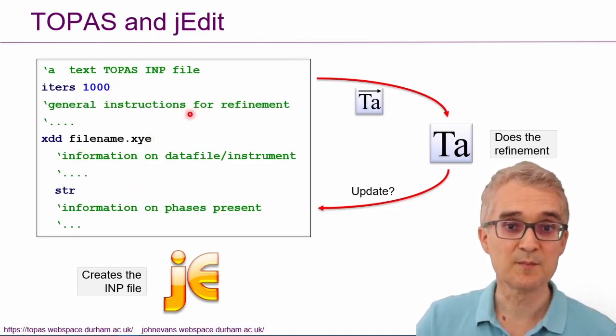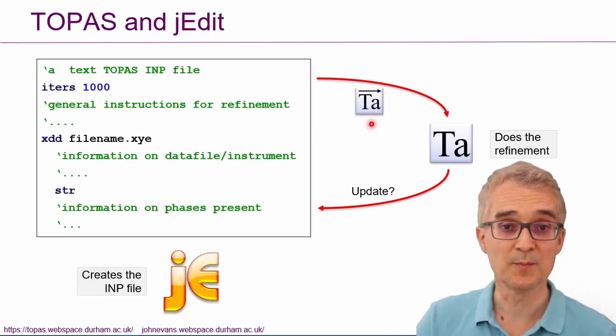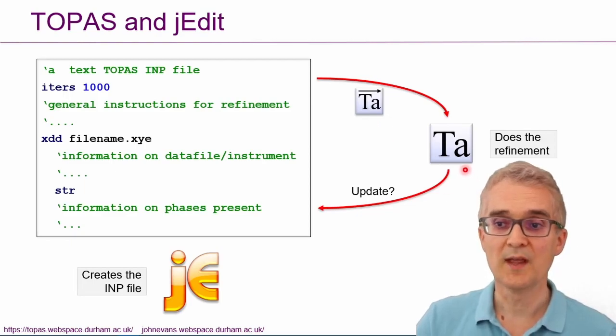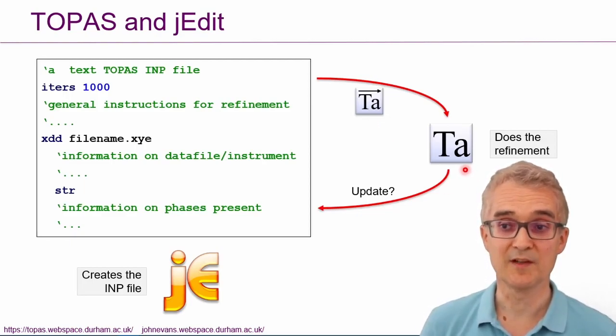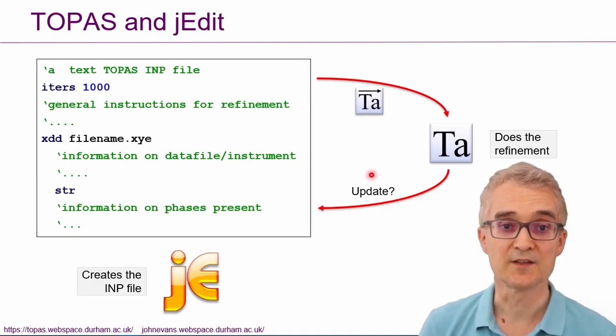So we're going to set up those input files in jEdit, and then what we're going to do is press a button, TA with an arrow across. And what that will do is it will save the input file and it will tell TOPAS that's the file that we want to analyze. We're then going to switch to TOPAS itself to do the Rietveld refinement, and then at the end of the Rietveld refinement we'll be given a choice. If the refinement's gone well, we might want to save the results of that refinement into our input file. If it's not gone well, we might want to reject the results of that Rietveld refinement and go back to our original input file. So what we'll do next is we'll switch to my desktop and we'll go through the process of performing a simple Rietveld refinement using jEdit and TOPAS.